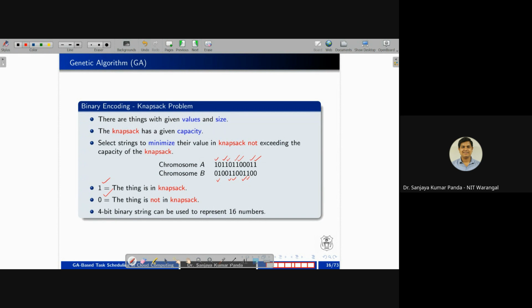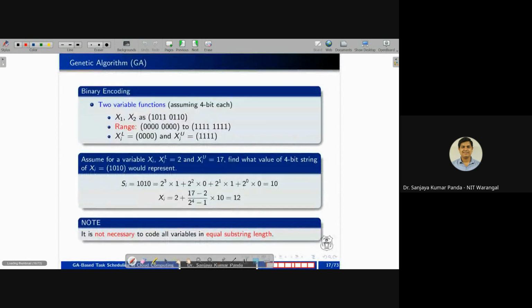So, for example, if you go with a 4-bit binary to represent 16 numbers, suppose you have 16 possibilities. Here I am taking 0 and 1 because it is a binary number, right? But if you take a problem in which there are 16 possibilities, you can represent it in 4-bit binary. If there are 4 possibilities, you can represent it in 2-bit binary. Like that, you can make an encoding process.